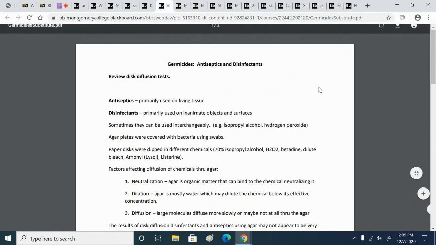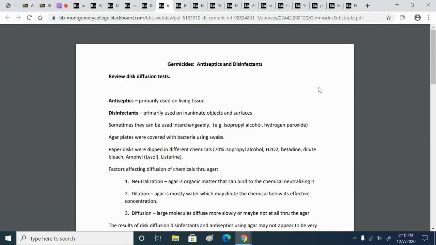Next, we did a couple of disc diffusion experiments. We did it with some antiseptics and disinfectants, as well as antibiotics. But first, the antiseptics and disinfectants, or the germicides. Antiseptics are primarily used on living tissue, whereas disinfectants are primarily used on inanimate objects and surfaces.